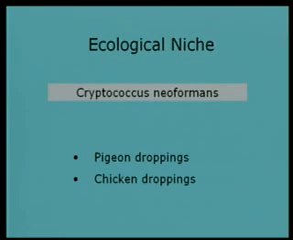Where do we find it? It's worldwide, but it's very common in chicken droppings and pigeon droppings. Now, what I'm going to be telling you about, particularly with the dimorphic fungi, are these different outbreaks we have of disease. We don't get them with Cryptococcus, and yet it's very similar to dimorphic endemic fungi.